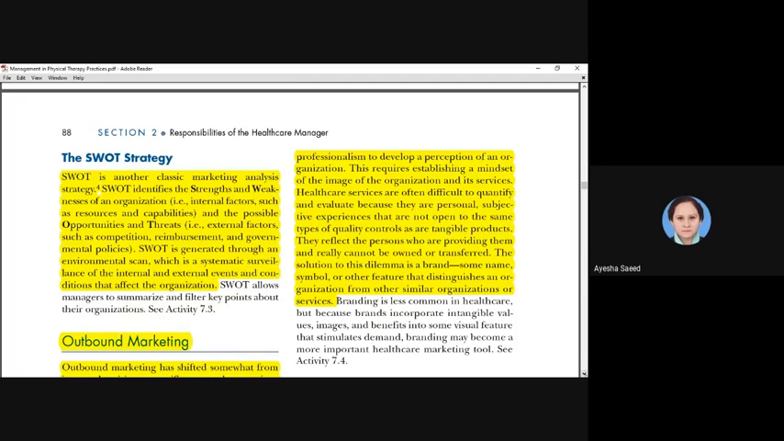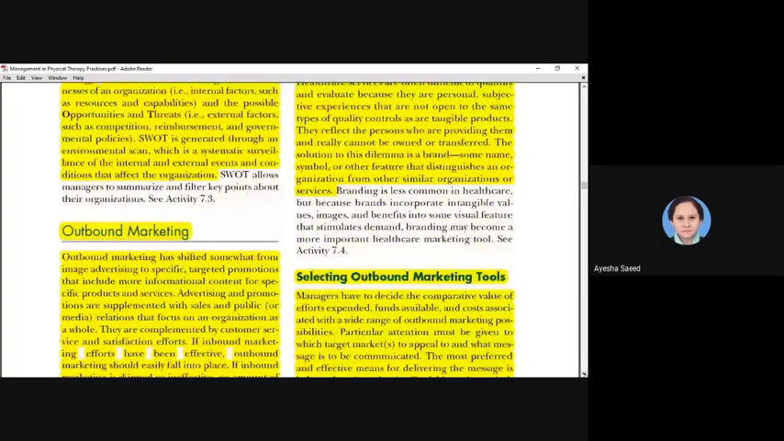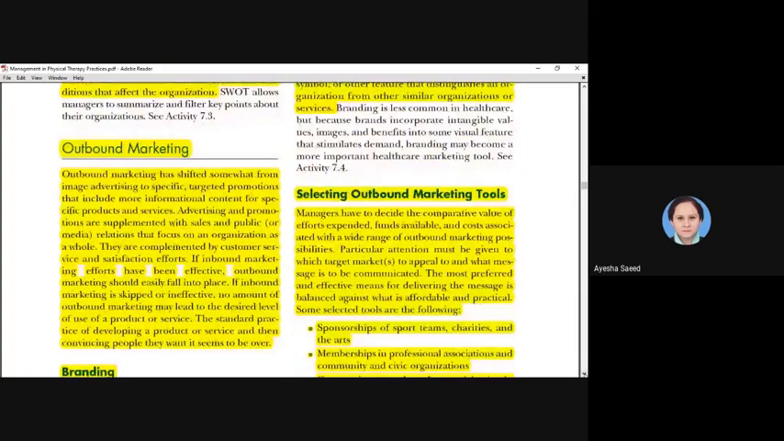Outbound marketing is the next. Outbound marketing has shifted somewhat from image advertising to specific targeted promotions that include more informational content for specific products and services.